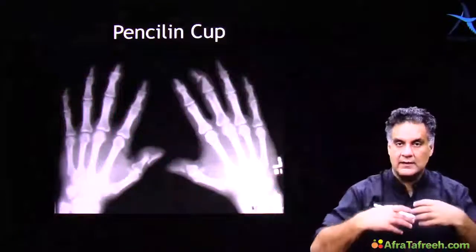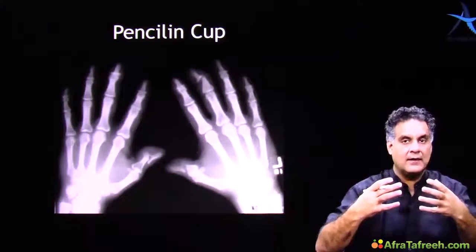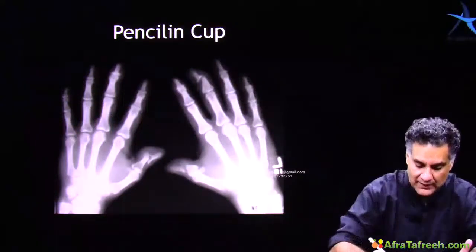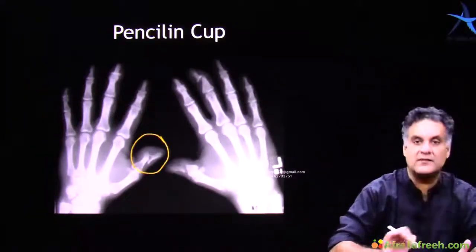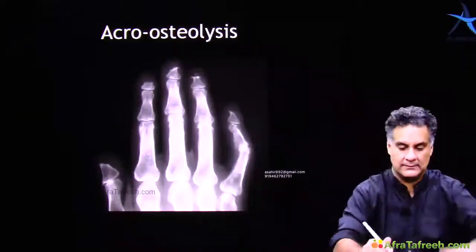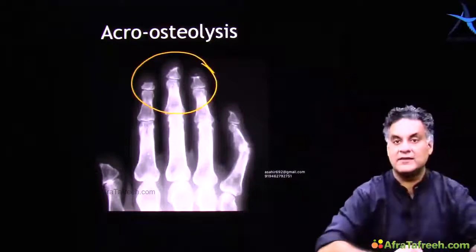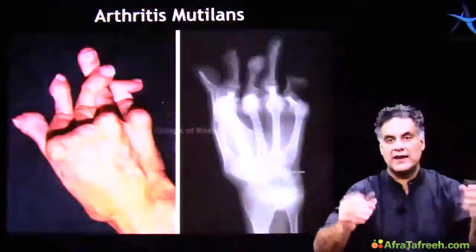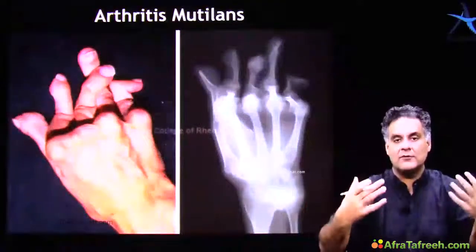Coming further, they can show you X-rays of the hand where they can show you a pencil and cup deformity, psoriasis. They can show you resorption of terminal tuft of phalanges, scleroderma, acroosteolysis. Or they can show you a totally destroyed hand seen in psoriasis or RA. If you have to answer one, mark RA.